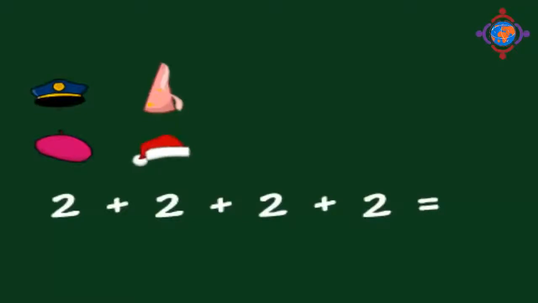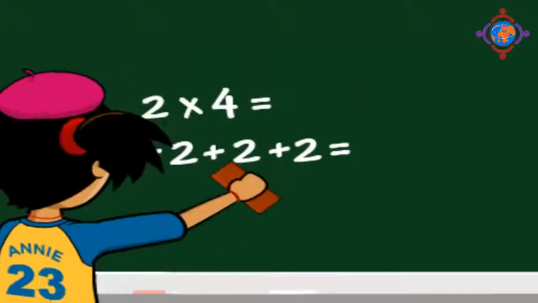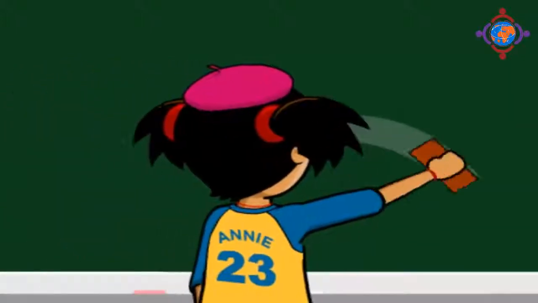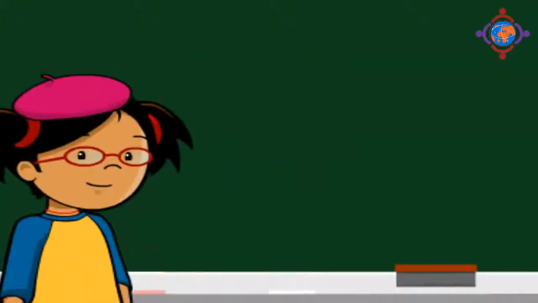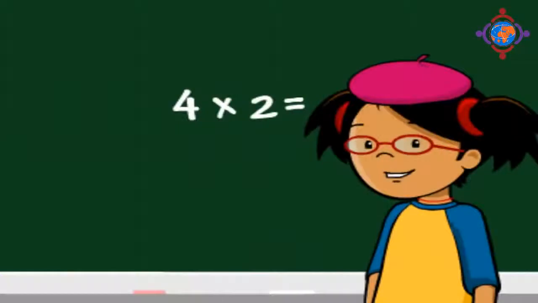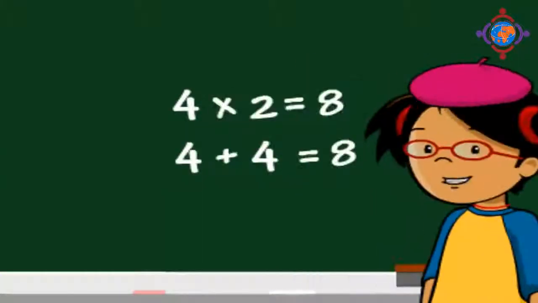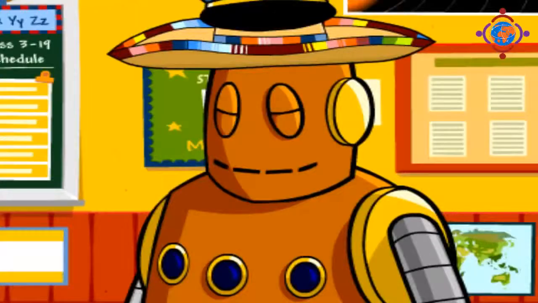2 plus 2 plus 2 plus 2 is equal to 8. You can also think about it in a different way. Since it doesn't matter which order you multiply numbers, you can multiply 4 times 2. That means you add 4 together 2 times. You get the same answer.